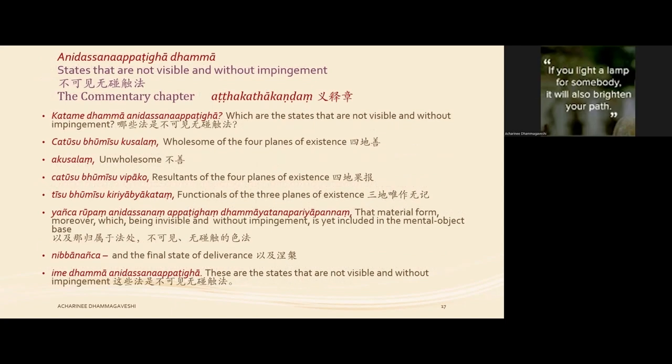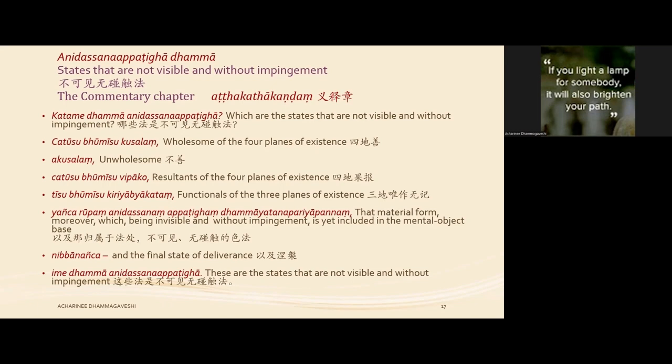And now the Atthakathā Khanda, the commentary chapter description. Kathame Dhamma Anidassanaappaṭighā. Which are the states that are not visible and without impingement? Catusu bhūmisu kusalaṃ. Wholesome of the four planes of existence. Akusalaṃ, unwholesome. Catusu bhūmisu vipāko. Resultants of the four planes of existence. Tisu bhūmisu kiriyā abyākataṃ. Functionals of the three planes of existence.